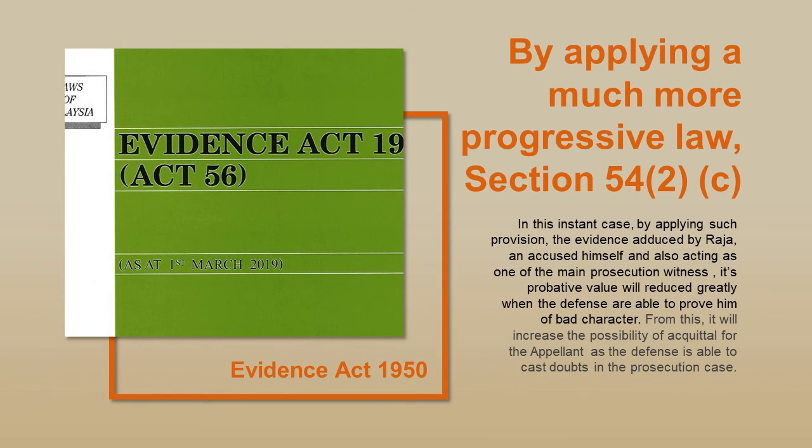Lastly, the law for character evidence under the Evidence Act 1950 is much more progressive compared to the one during the time of the instant case. This is because Section 54(2)(c) of the Evidence Act 1950 clearly states that evidence of previous bad character can be admitted if the accused elected to give evidence against the co-accused. Therefore, in this instant case, by applying such provision, the evidence adduced by Raja, an accused himself and also acting as one of the main prosecution witnesses, its probative value will be reduced greatly when the defense is able to prove him of bad character. From this, it will increase the possibility of acquittal for the appellant, as the defense is able to cast more doubts in the prosecution case.